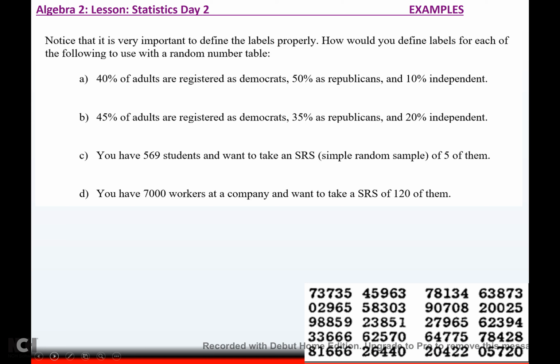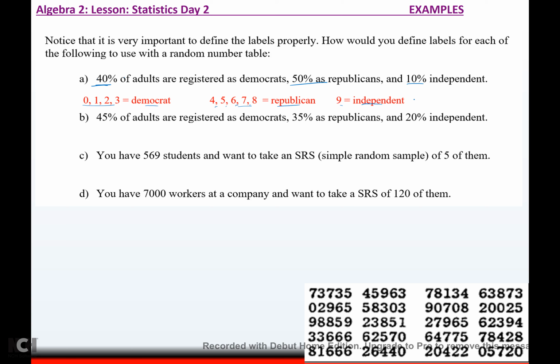Okay, I could say 40% of adults are registered as Democrats, 50% as Republicans, and 10% as independent. Well, when you're talking percentages, you could either go out of 10 or you could go out of 100. For example, if I went out of 10, 40% would mean 4 out of 10, 50% would be 5 out of 10, 10% would be 1 out of 10. All right, so I could say that 0, 1, 2, and 3, because that would be the first four numbers, are Democrat. A 4, 5, 6, 7, or 8, because you need 5, are Republican. And a 9 would represent independent.